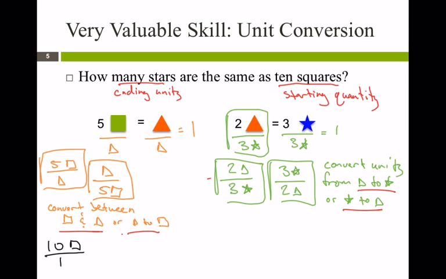But hopefully we can see a path here. We can now convert from our squares to triangles, so let's do that first, and then hopefully next we can go from triangles to stars, and those two steps will allow us to get to the final unit that we want.